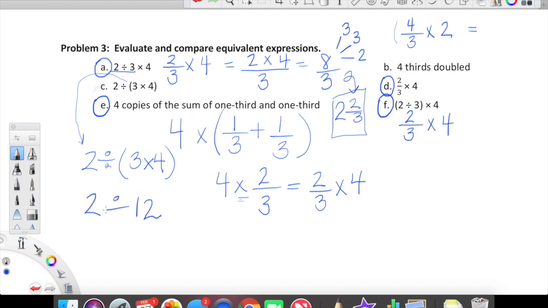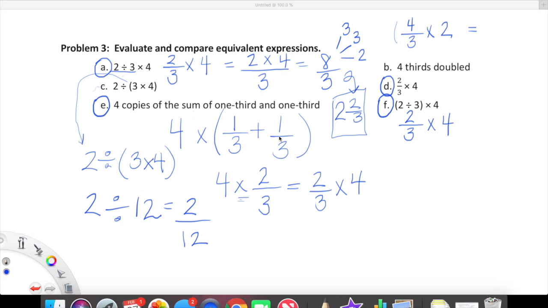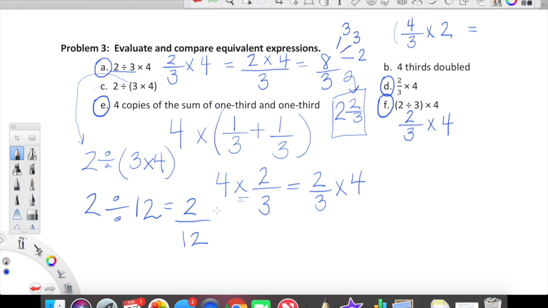2 divided by 12 is equal to, oh, my phone is ringing. Okay, sorry that I was interrupted by the phone.